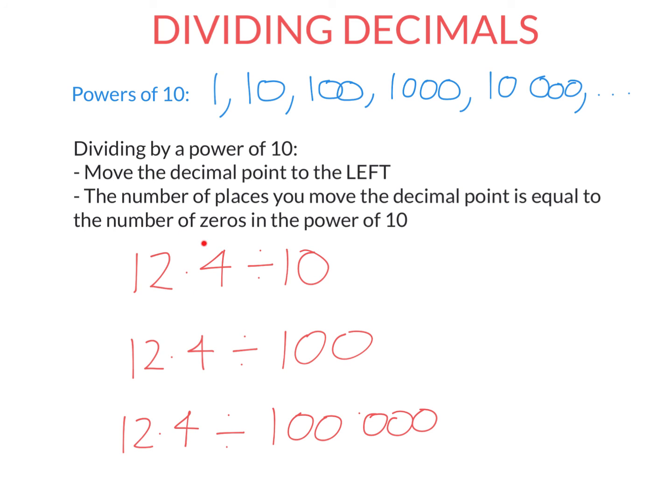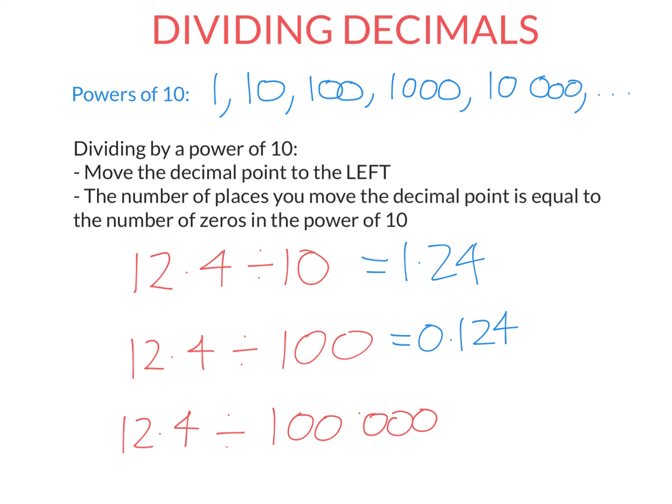Well, if I have 12.4 divided by 10, I'm dividing by a power of 10, so I'm just going to move this decimal point to the left. How many spaces to the left? Well, because there's 1 zero in the power of 10, I'm going to move it one spot to the left. So 12.4 divided by 10 is just 1.24. So for this one here, 100 is a power of 10. I'm dividing by a power of 10. There are 2 zeros in the power of 10, so I move the decimal point 2 spots to the left and end up with 0.124.